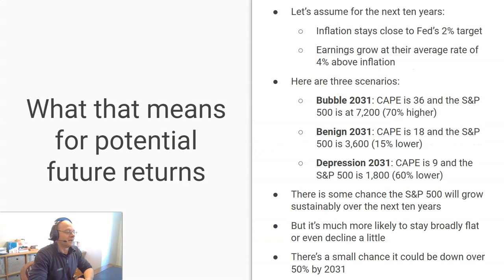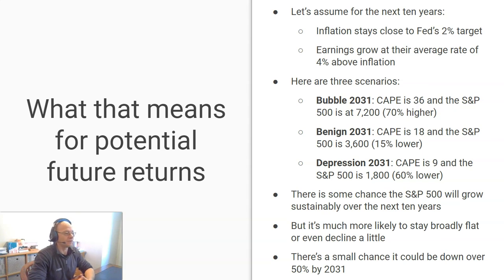So what does all that mean for potential future returns? Okay, let's just make some simple assumptions. First of all, that inflation stays close to the Fed's 2% target. Whether it will or not, I have no idea, but that is a conservative and a reasonable assumption. We also assume that earnings grow at their average rate of about 4% above inflation. So if we take those two assumptions and we project them out 10 years, we can then build some scenarios of where the market might be at various levels of investor optimism.